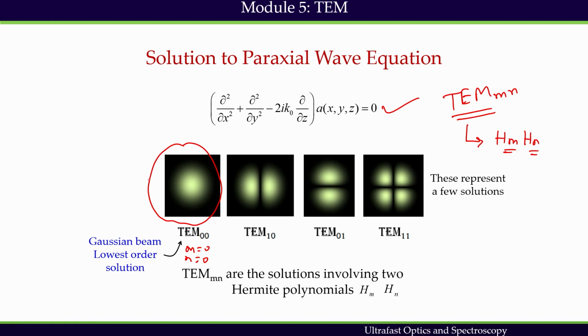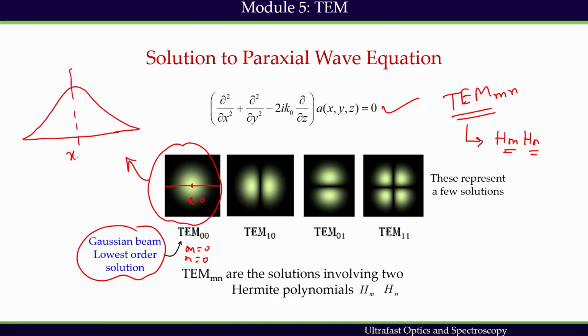This lowest order solution represents a Gaussian beam, which means that if I take a cross section like this, make it as a center x equals 0, and if I plot the intensity variation as a function of x, then I get a Gaussian function.